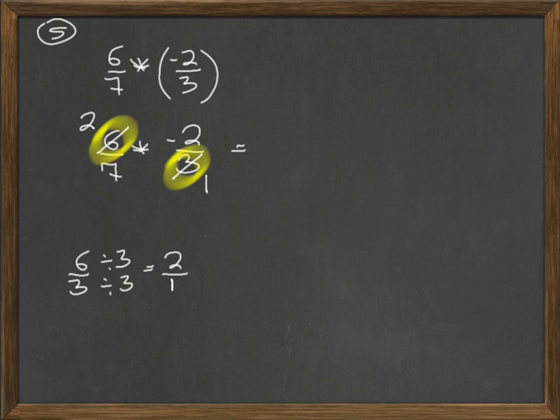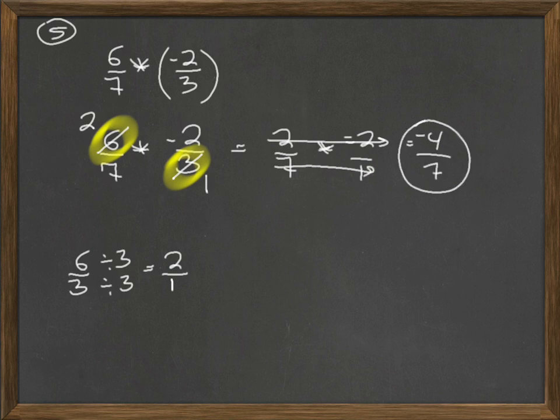So having done that, now I have 2/7 times negative 2 over 1, right? So now I can just multiply across. So 2 times negative 2 is negative 4, and 7 times 1 is 7. So my final answer is negative 4/7.